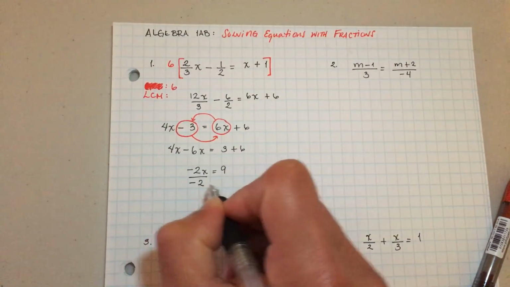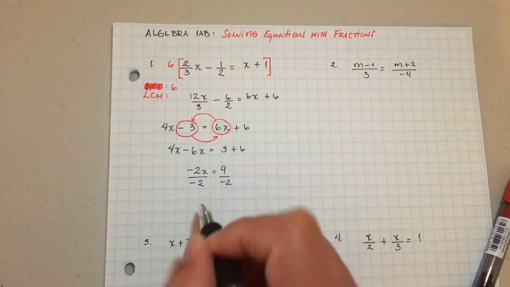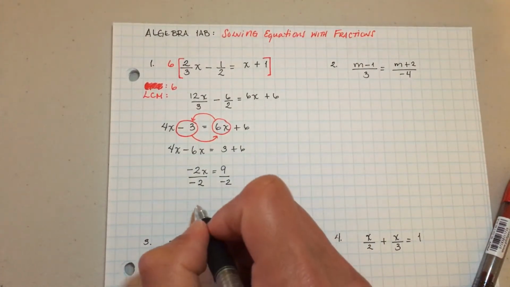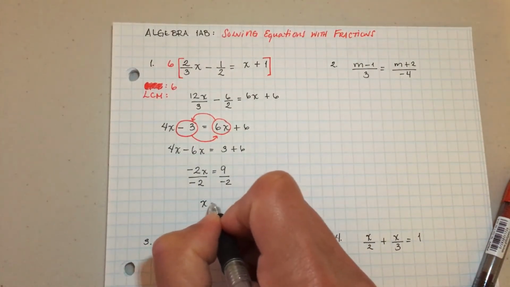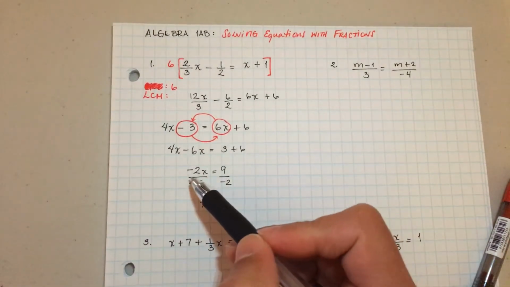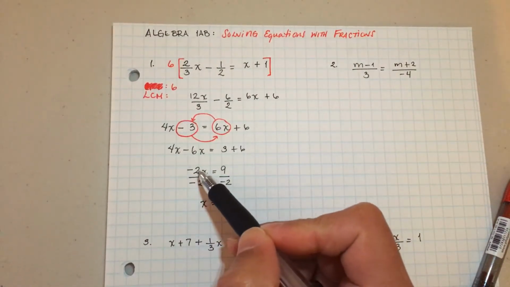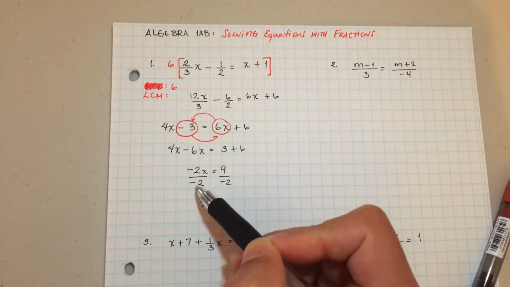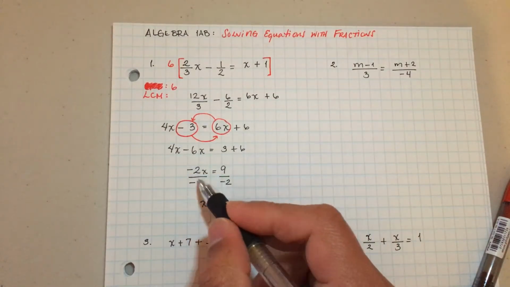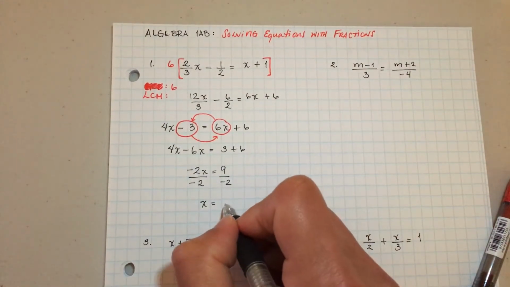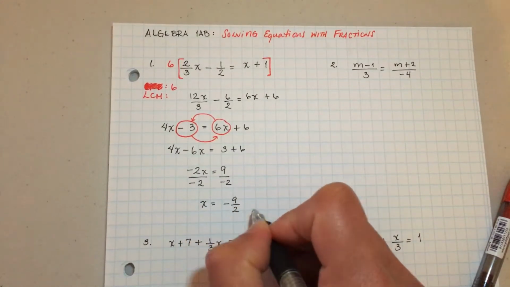Divido por negativo 2. I divide by negative 2. Now remember, you're always going to have to use that negative in front of that number, whatever that symbol is, okay? Whether it's a positive or a negative. So in this case, it's a negative. So we're going to divide by negative 2. Negative divided by negative is a positive. And so our answer is negative 9/2.